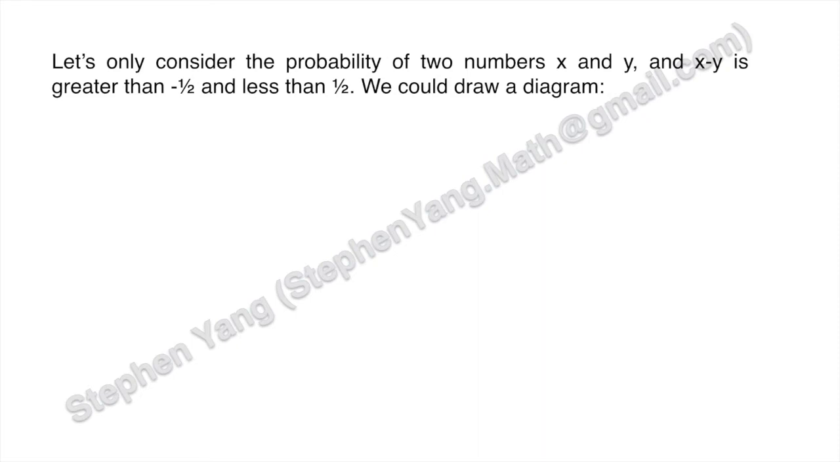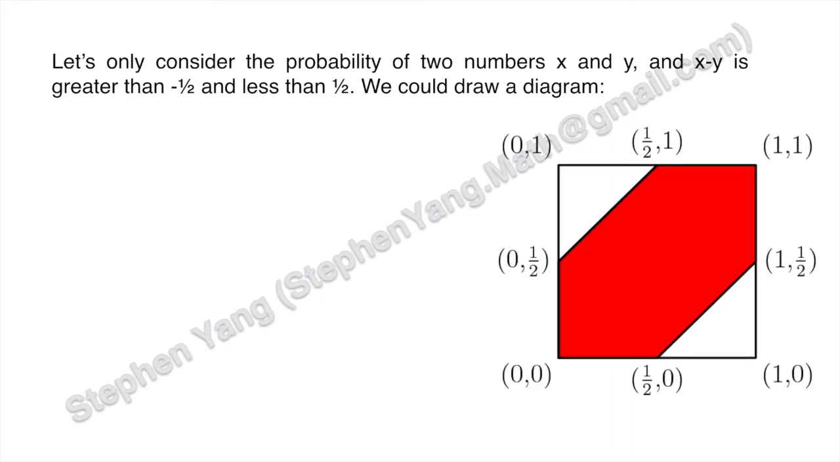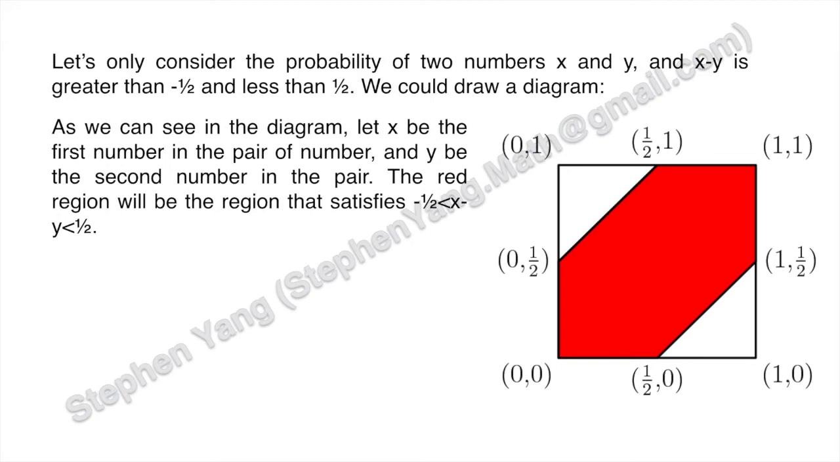So let's consider only two of the variables, x and y. We want to find the probability that x minus y is greater than negative a half and less than a half. So we could draw this diagram. As we can see in this diagram, x would be the x coordinate, which is the first number in the pair, and y would be the y coordinate, which is the second number in the pair. The red region is the region where x minus y is greater than negative a half and less than a half. So in this diagram, we can conclude that the probability is 3/4.